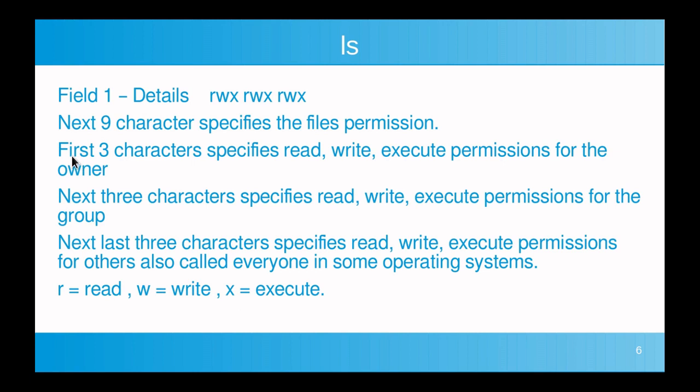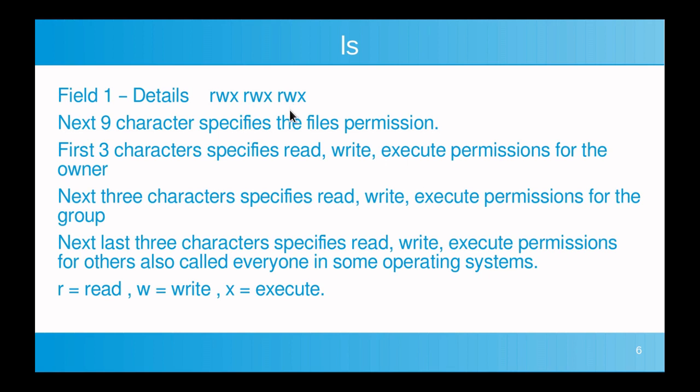The first 3 are the permissions for the owner. The second 3 are for the group permissions. And then the last 3 are the permissions for everyone else. This is also called other; in some operating systems they call it everyone, while in Unix and Linux they call it others.